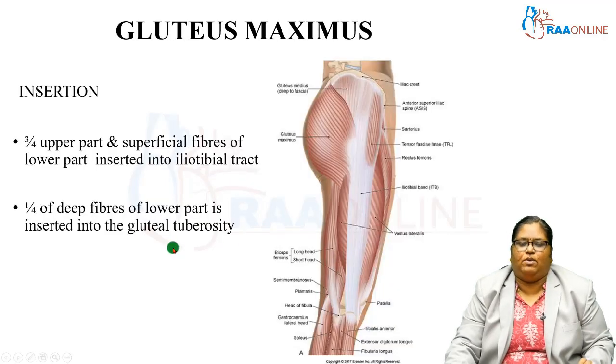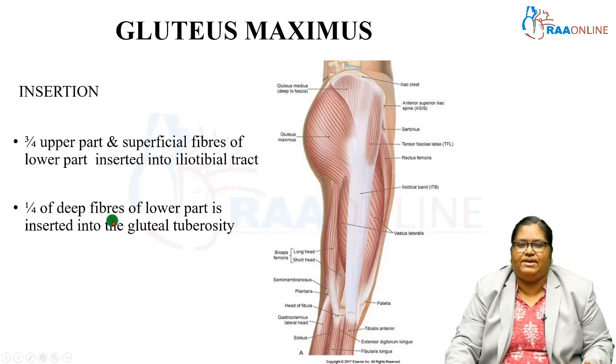And now we will see the insertion. The three-fourths of the upper part and the superficial fibers of the lower part get inserted into the iliotibial tract. So the fibers are divided into the upper part and the lower part, and the lower part is again divided into superficial fibers and the deep fibers. Now, the three-fourths of the upper part and the superficial fibers of the lower part are inserted into the iliotibial tract.